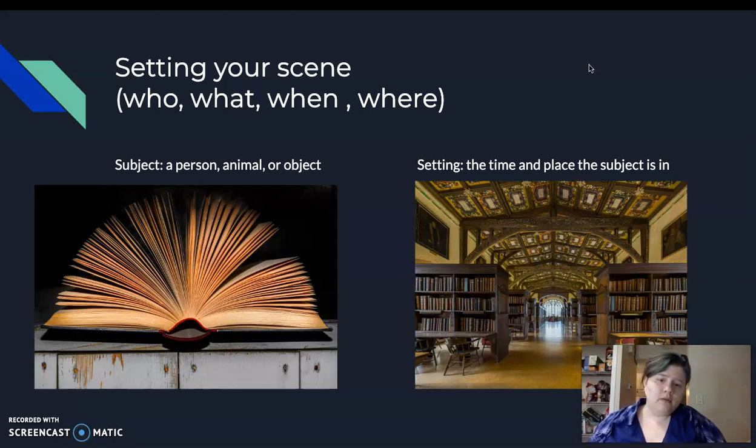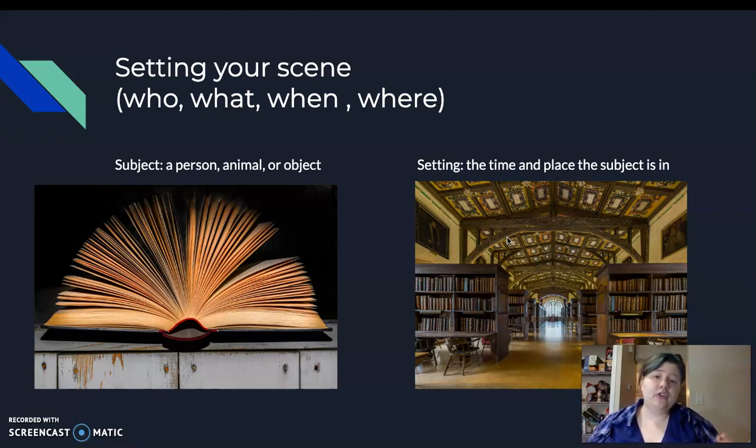But then, if we go to the next picture, the setting, the time and place that the subject is in, where is this? Hopefully you said a library. But when is it? And how can you tell? Take a look at the cues within the picture. Is this a new picture or an old one? What time of day is it? Can you figure it out?